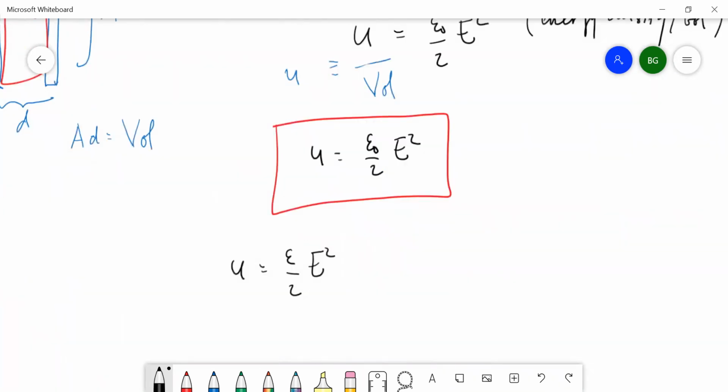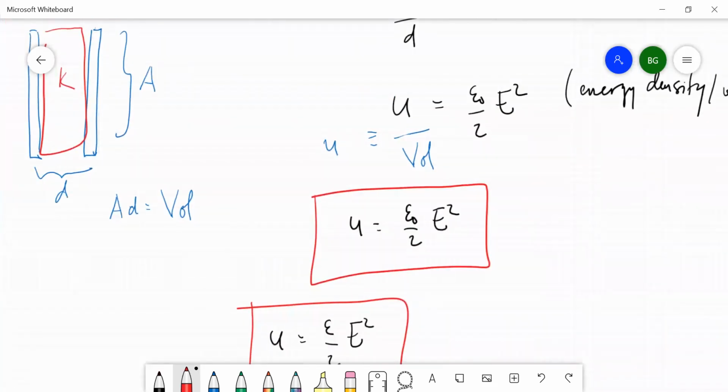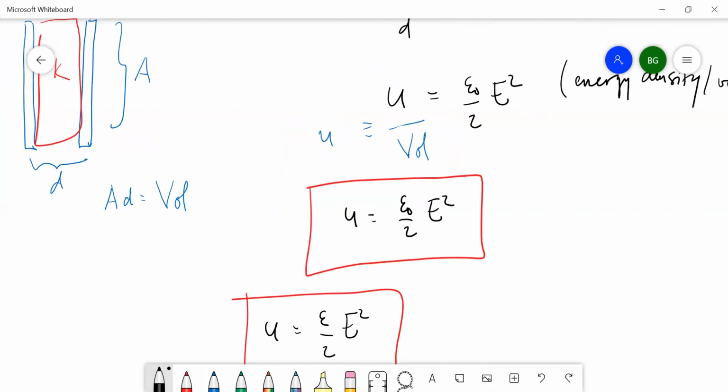Sir, I don't quite understand why, if there's a K, we use just epsilon. So, usually epsilon equals K epsilon 0. You mean this one? Yeah, sir. I mean, if there's a K, why do we use just epsilon?